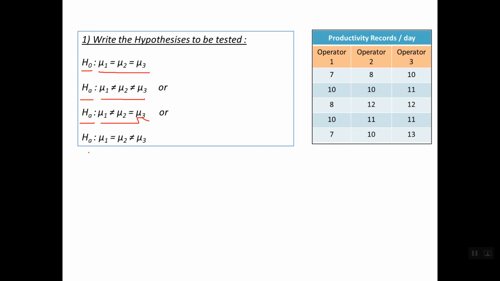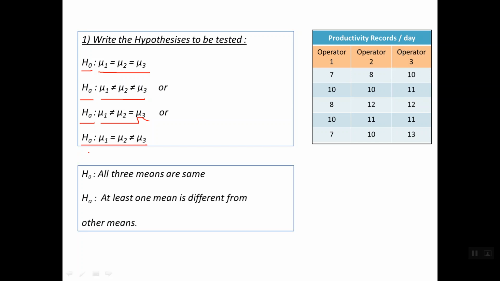Same like this hypothesis. We can express the hypothesis in another way. We can state that the null hypothesis is that all the three means are the same, and the alternative hypothesis is that at least one mean is different from the others. So this is all about the hypothesis.